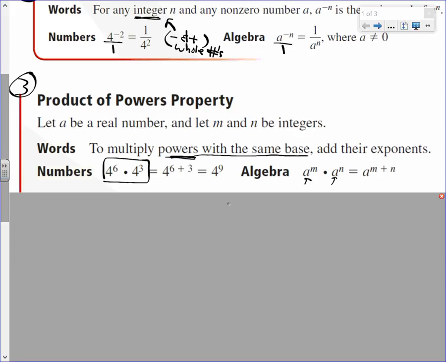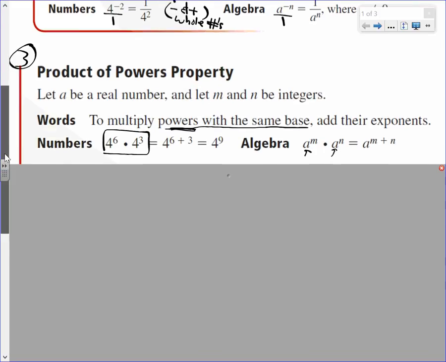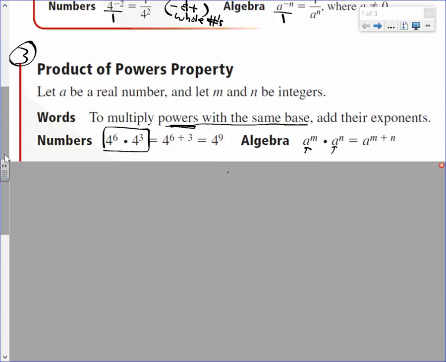Moving right along. We're rocking and rolling.